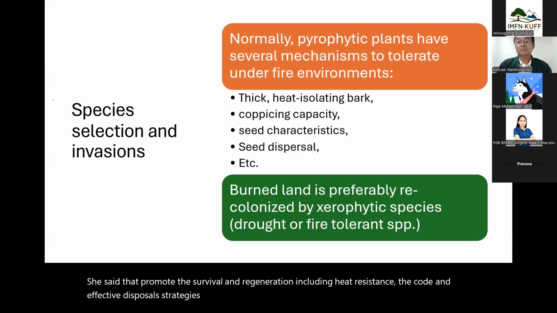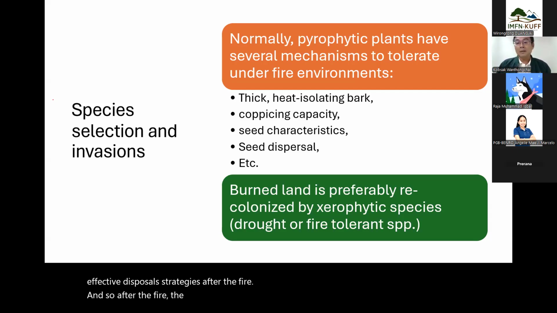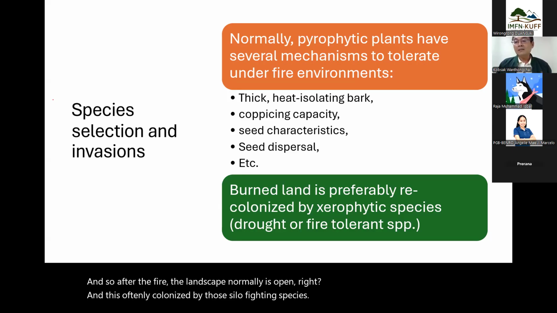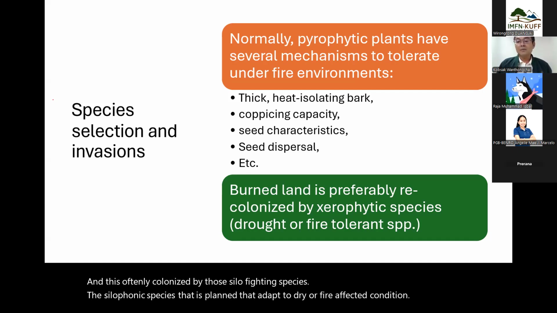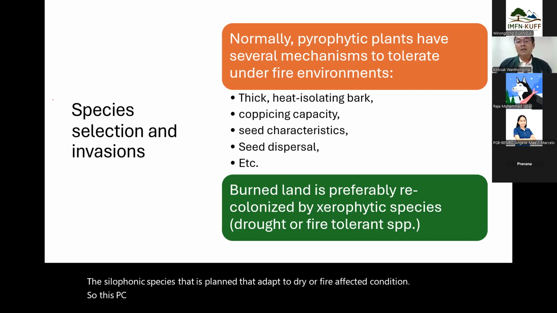the fire. And after the fire, the landscape normally is open, right? Open. And this is often recolonized by xerophytic species, the plants that adapt to dry or fire-affected conditions. These species quickly establish in the burned area, shaping the structure and recovery of the post-fire ecosystem.